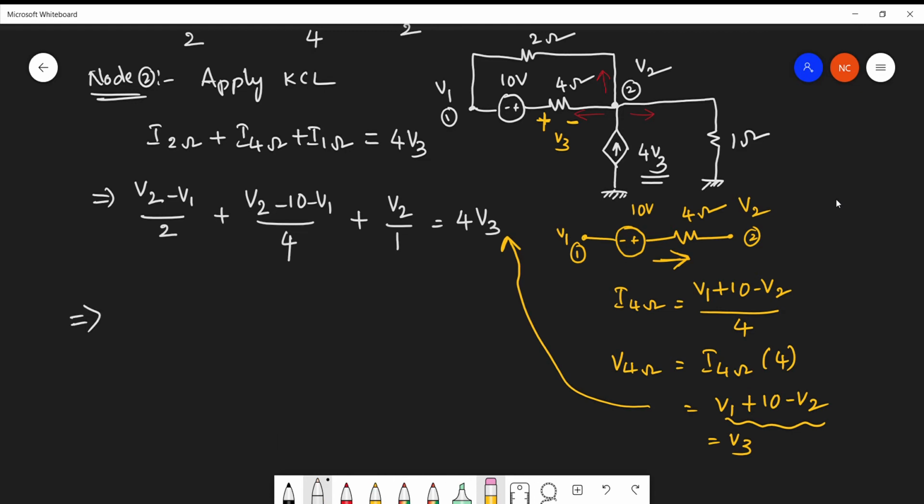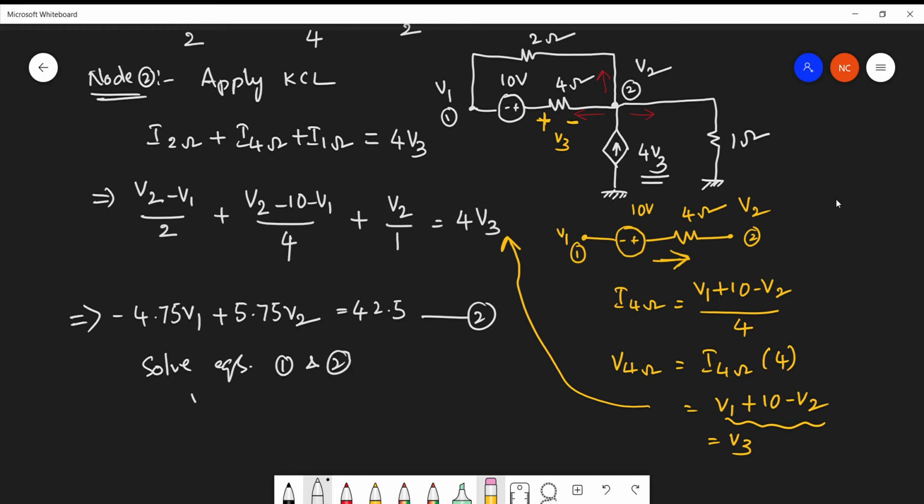Okay, so I'll be writing that equation: minus 4.75 V1 plus 5.75 V2 equal to 42.5. Equation 2. Okay, so now you solve equations 1 and 2, so you get V1, V2. Solve equations 1 and 2. So V1 is minus 11.03 volts and V2 is minus 1.724 volts.